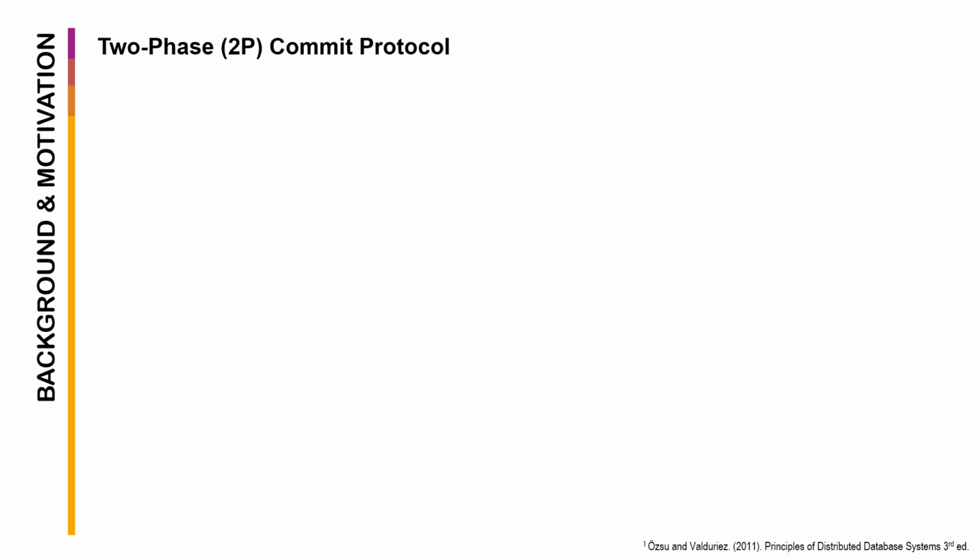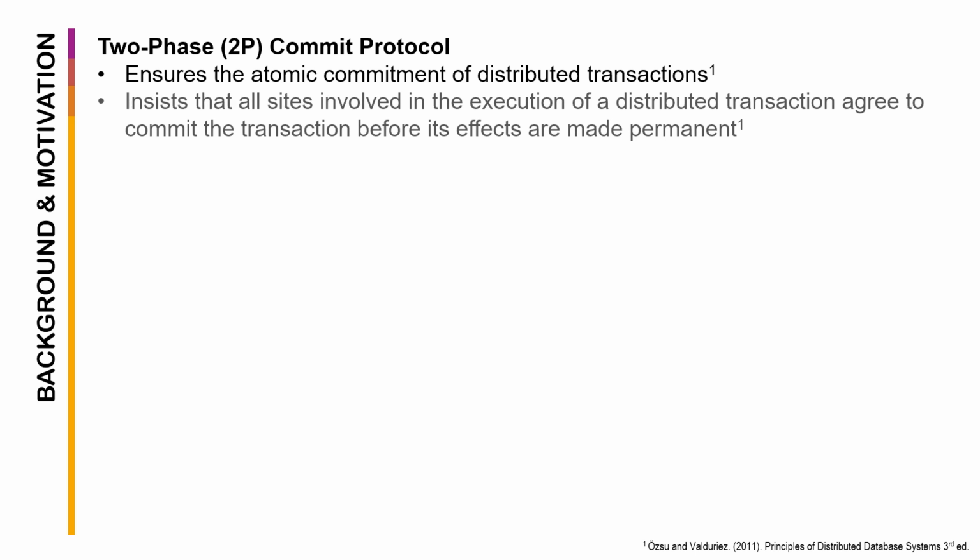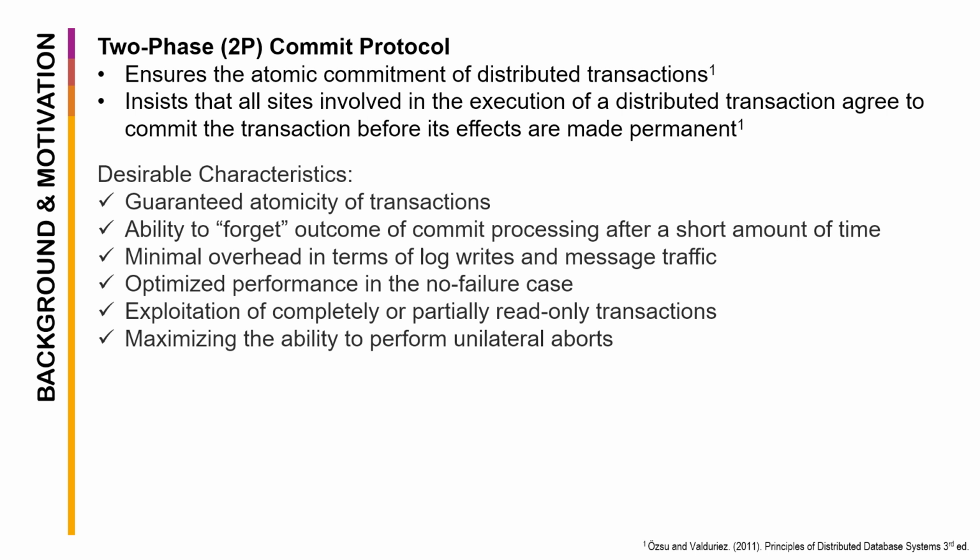To ensure reliability on distributed database systems, we have what we call the two-phase commit protocol. And this specific protocol ensures the atomic commitment, or again, the atomicity and consistency of distributed transactions. It insists that all sites involved in the execution of a distributed transaction agree to commit the transaction before its effects are made permanent. And for a commit protocol, we have some desirable characteristics.